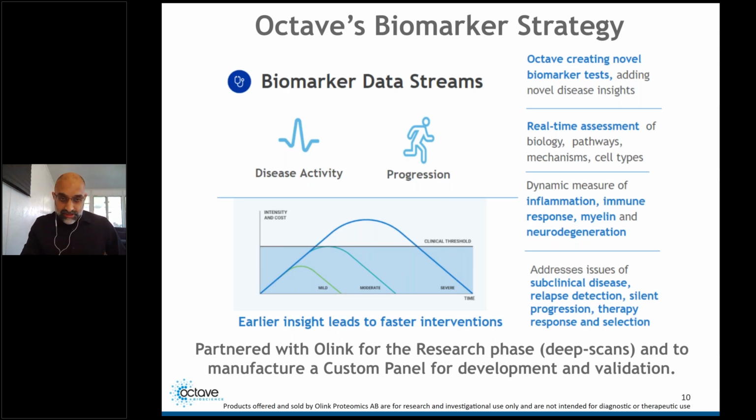There are two concepts when we think about MS, disease activity and disease progression, that I want to describe. Disease activity is the symptoms that occur that manifest as relapse, flares, or exacerbations, and disease progression is the increasing level of physical disability that a patient experiences throughout the disease course. And we've partnered with Olink for both the research phase, where we access their RUO panels to conduct deep scans, and to manufacture a custom panel for development and validation at Octave.